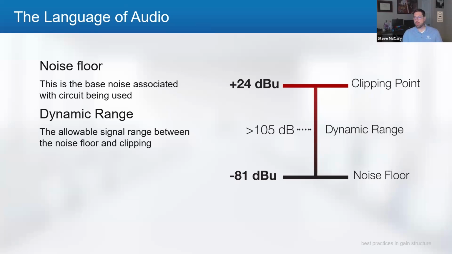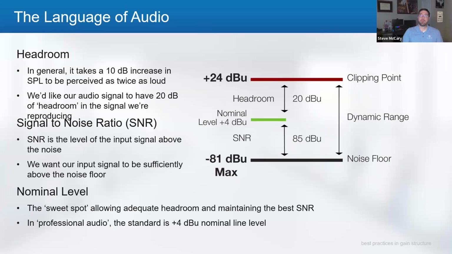A dBu is a little bit different than a dB in that, well, we'll cover that here in just a second. However, let's just talk about our noise floor, which is the base level. This is the amount of signal that we're going to have with just nothing connected. And then our clipping point, that is the maximum. That is where we are actually clipping off the top of our signal. And everything that's left in between is our dynamic range. So when we start to talk about headroom, and when we start to talk about our signal to noise ratio.